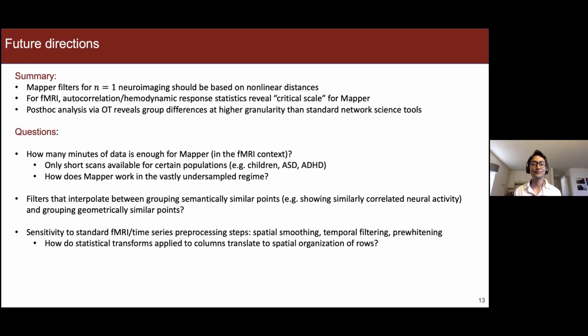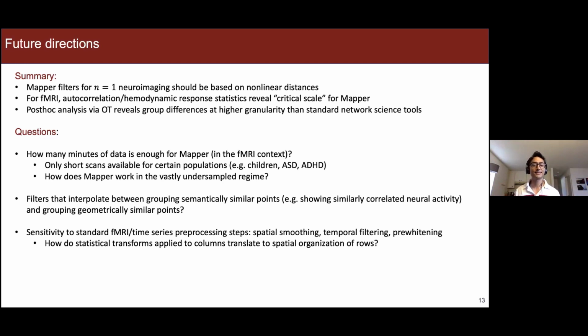And this is important because for certain populations, it's hard for them to stay steady inside the scanner. So you have very short scans. Perhaps the 25 minutes that we had in our data set can only be something like 6 minutes for a child or a child with autism spectrum disorder. So the mathematical question is, how does Mapper work in this vastly undersampled regime? Is there any kind of inference that can be made?